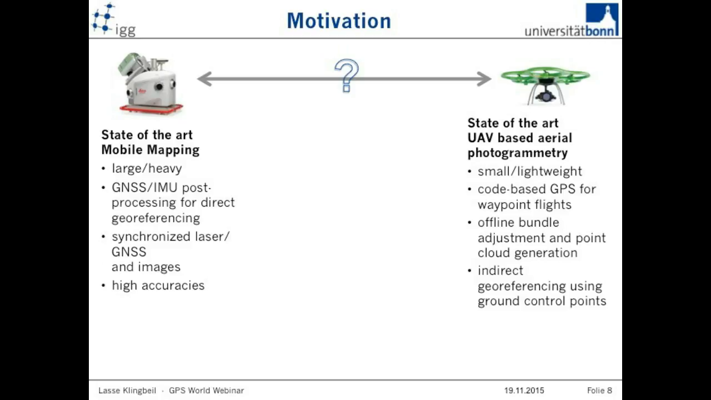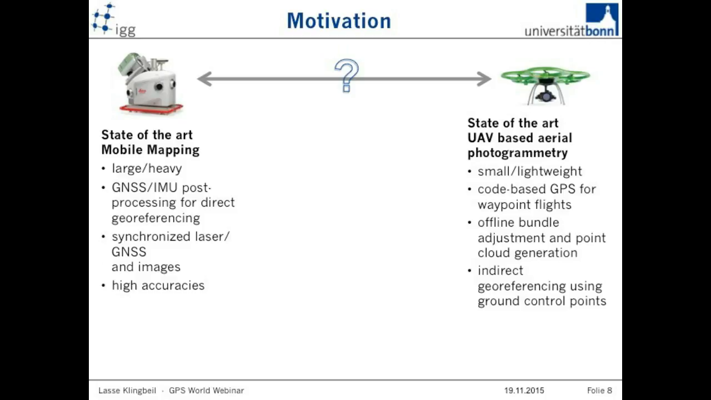And on the other hand, we have the UAVs, which have become very popular, and they are small and lightweight. They also use GPS, but usually only for the waypoint flights. And then you have some offline bundle adjustment software, which generates nice point clouds. And this has become very popular in the last years, and there's nice software available. And the georeferencing in this case is usually done with ground control points.